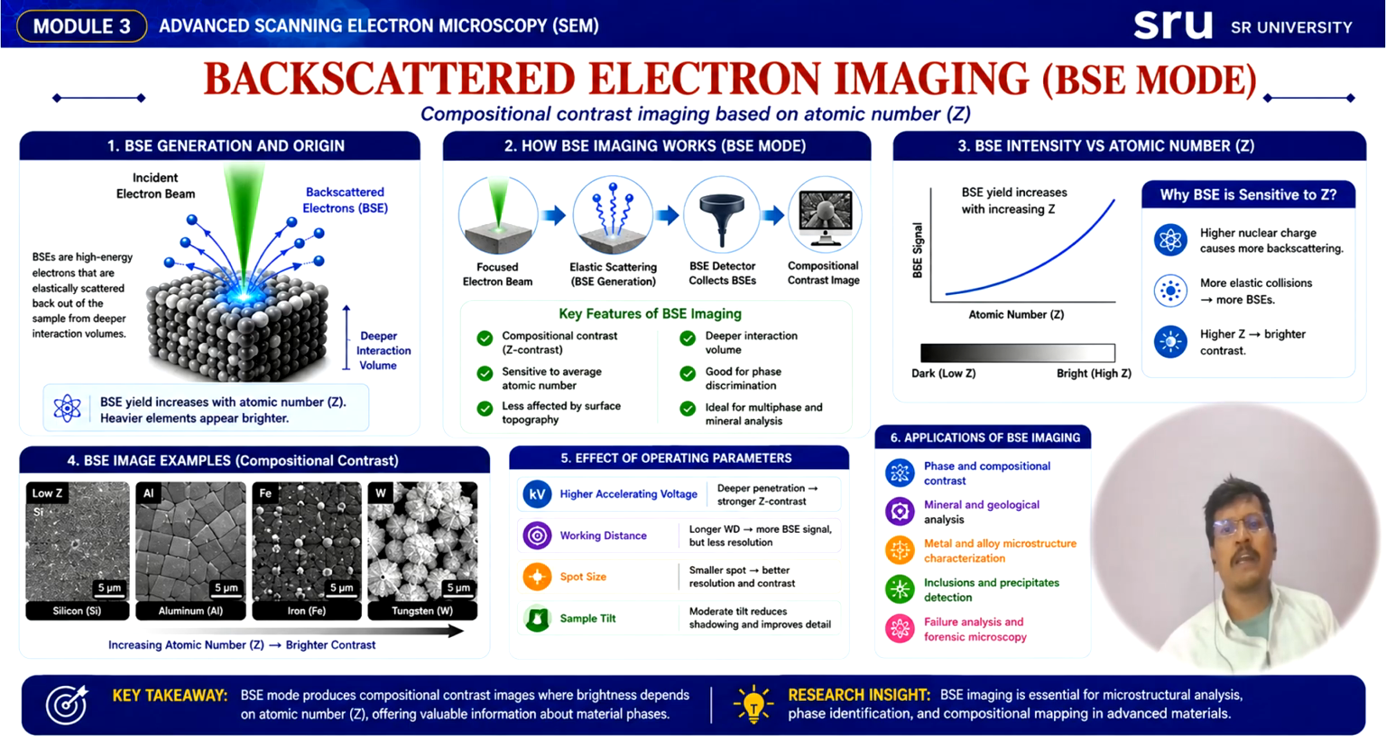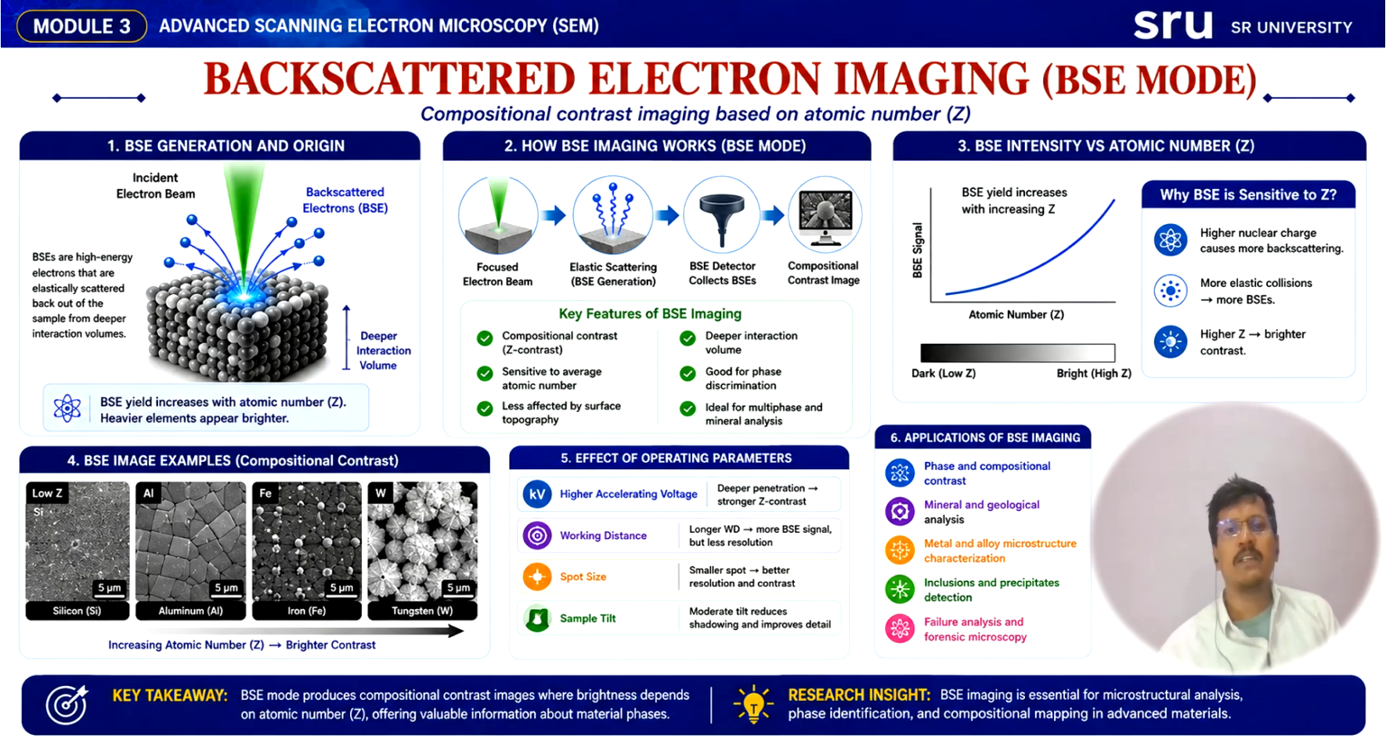Several operating parameters influence the backscattered electron images and their quality. Higher accelerating voltage increases the penetration depth and enhances the compositional contrast. Working distance affects the detector efficiency, while sample tilt can modify the signal intensity.